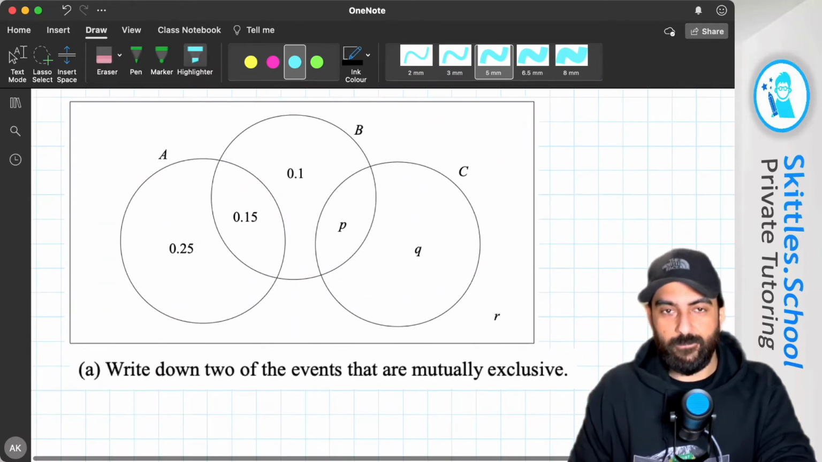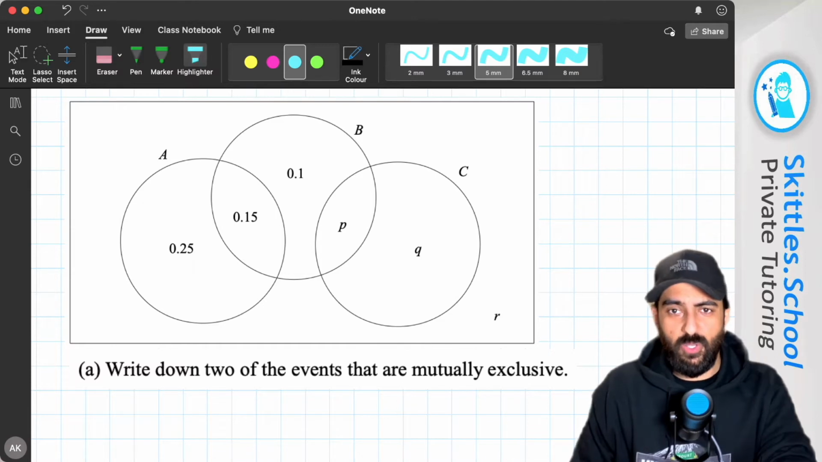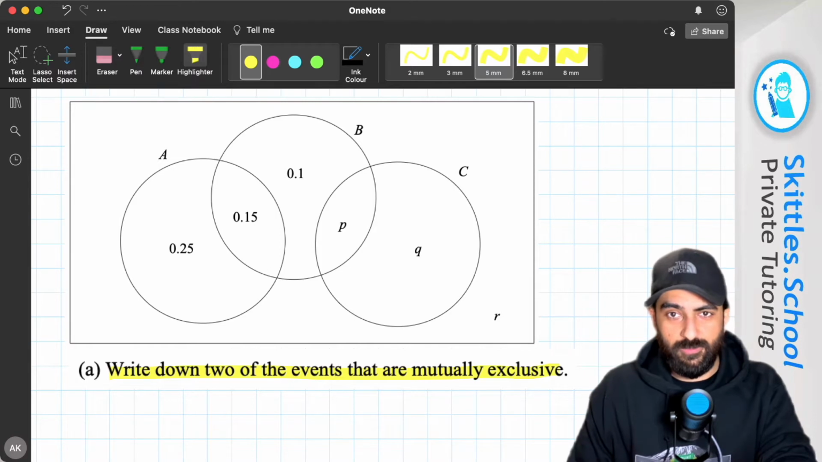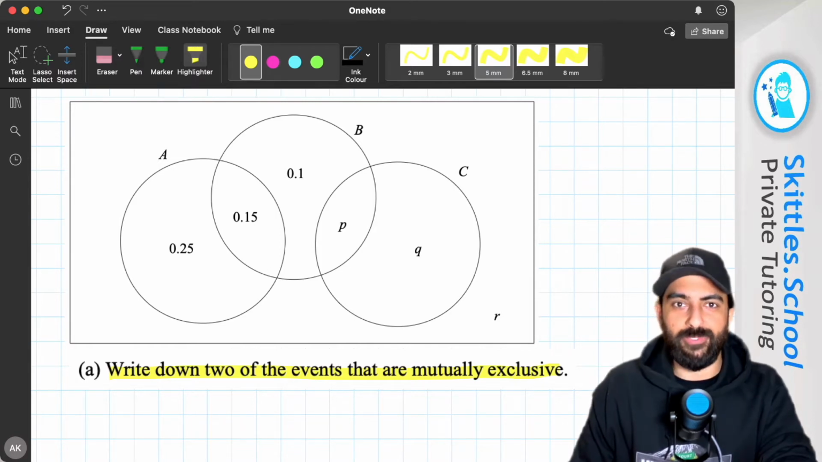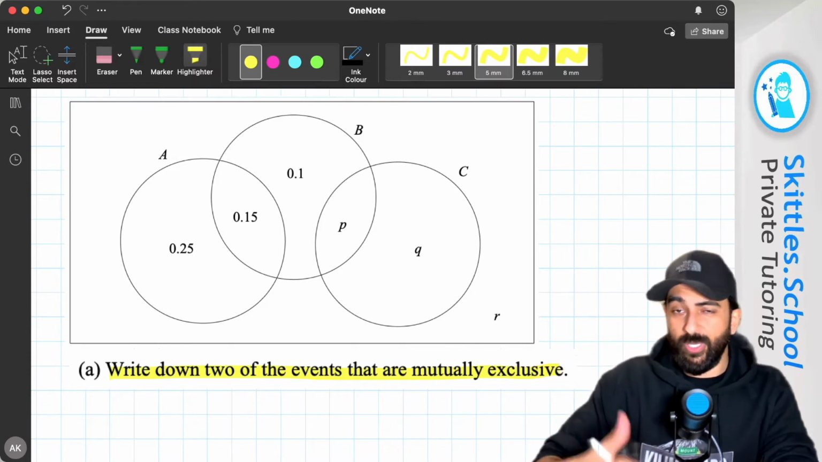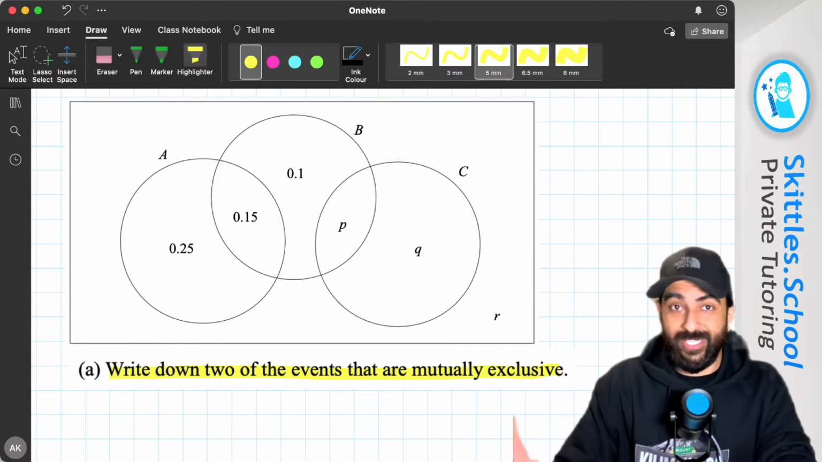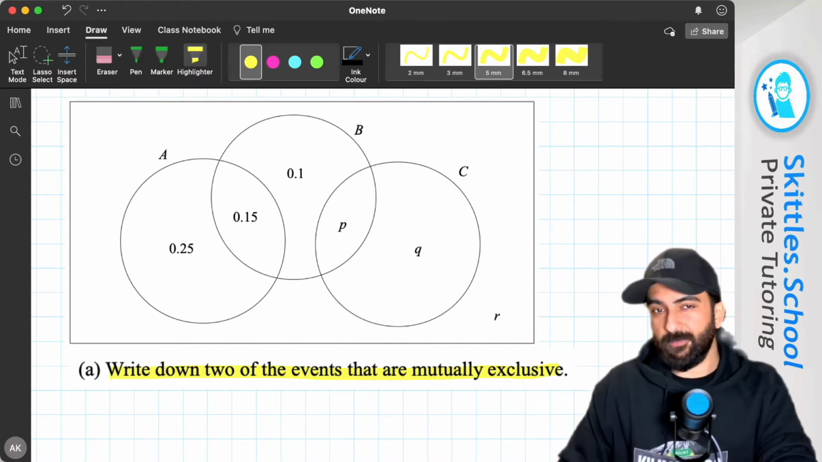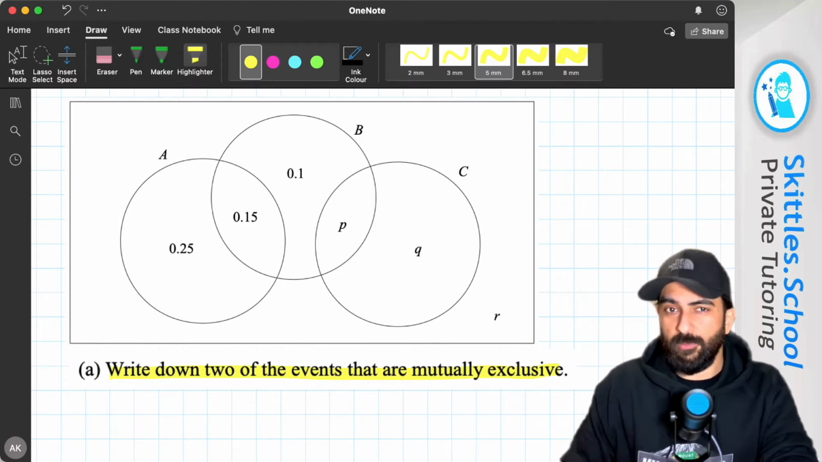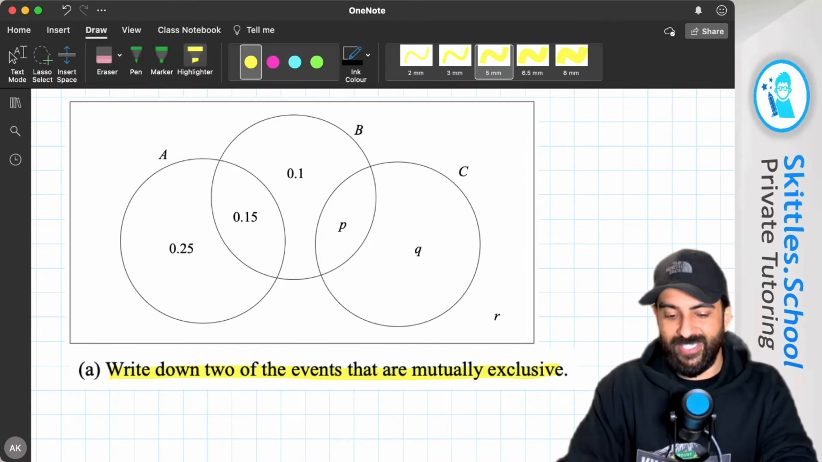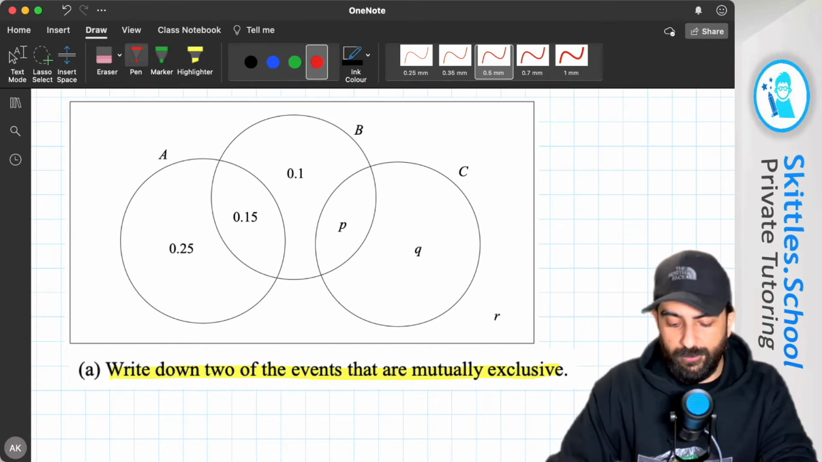Part A says, write down 2 events that are mutually exclusive. So which 2 events cannot happen together? For example, if you flip a coin, getting heads or getting tails on the one coin cannot happen at the same time. Therefore, they're not going to overlap on a Venn diagram. So in this Venn diagram, the 2 mutually exclusive events are the 2 events that do not overlap. It's A and C, because A and C are the only 2 that do not overlap.